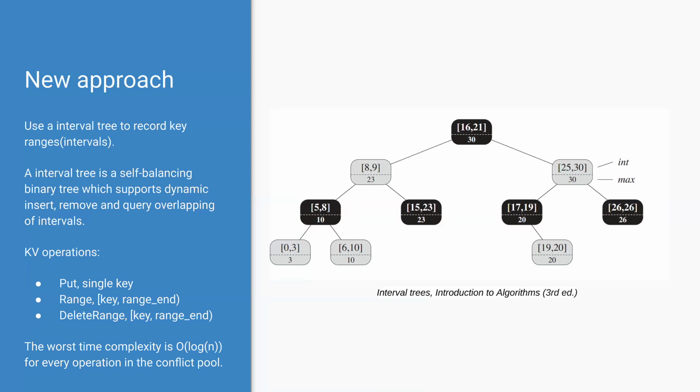because you can map the ranges to the intervals of the tree. So using an interval tree to manage this set of intervals is a practical approach, because the worst case time complexity for each of these operations in the conflict pool is O(log n), which is sufficiently fast for our use case.